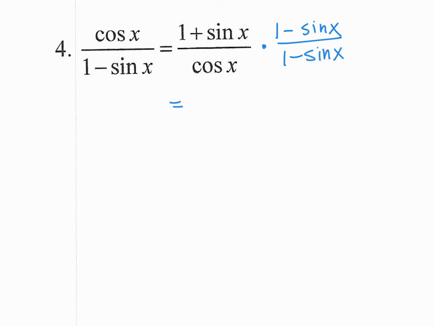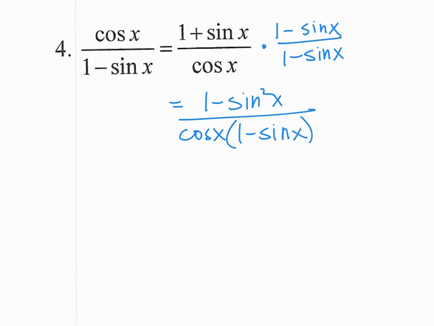Okay, so now on the right, I have 1 minus sine squared x over cosine x times 1 minus sine x. Now, I'm not going to distribute the cosine on the bottom because look at what I have. I have a 1 minus sine x on the bottom, and that's what I want. See, I want a 1 minus sine x on the bottom, so I don't want to mess it up by distributing the cosine in.